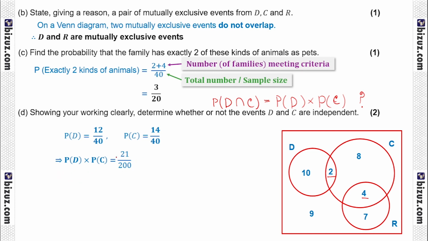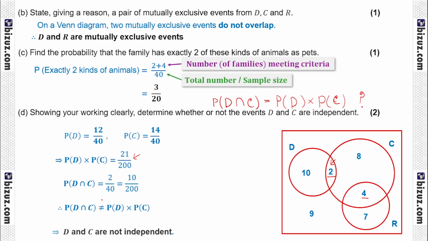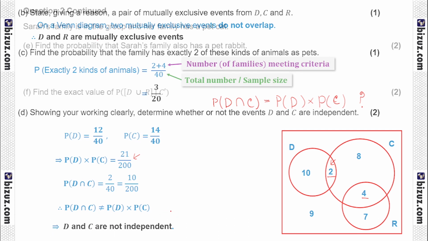Let's see if that is equal to the probability of D intersection C. For D intersection C, we have 2 here. So that's 2 divided by our total, which is 40. And for our convenience, to compare it with this, let's make the denominator the same. So it's 40 here. Let's multiply both the numerator and denominator by 5. We get 10 by 200. Now, we can clearly see 21 by 200 and 10 by 200. They're definitely not equal. And since they're not, D and C are not independent.